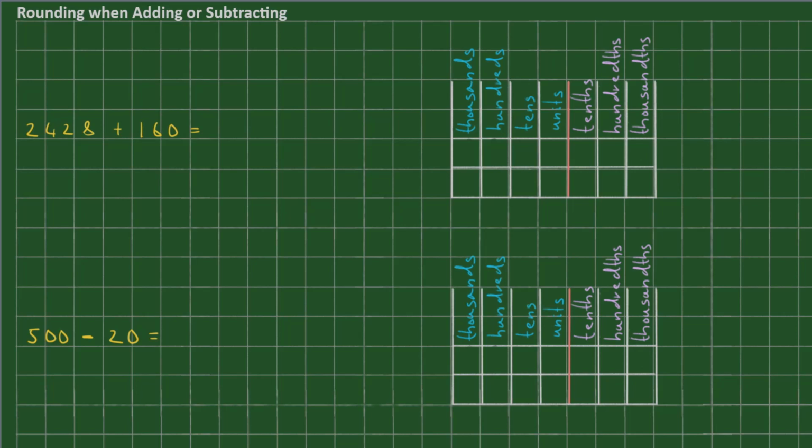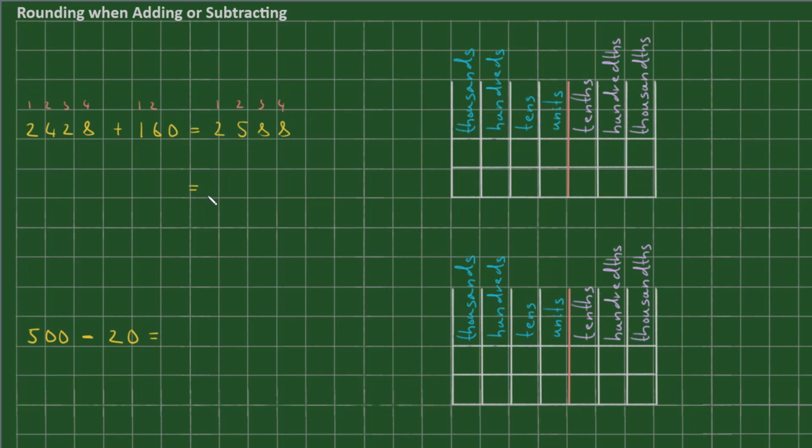Alright, the first problem is 2428 plus 160. This will give me 2588. Alright, I'm gonna analyze these numbers in terms of significant figures. The first value has 4 significant figures. The second value has 2, and my result has 4 significant figures. So how should I round this value?